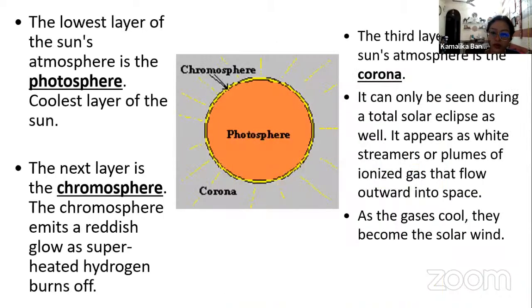When we talk about the atmosphere: the photosphere is the lowest and coolest layer of the sun's atmosphere, followed by the chromosphere, a slightly reddish region, followed by the corona, which is only visible during a total solar eclipse, where we see it like a diamond ring. The white gases we see during a total solar eclipse are the corona. It appears as white streamers or plumes of ionized gas that flow outward into space.